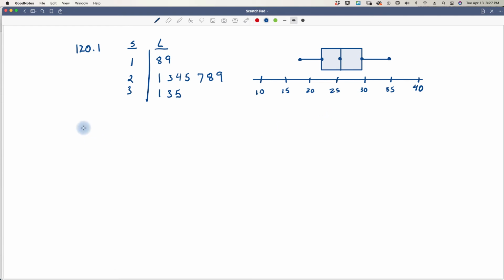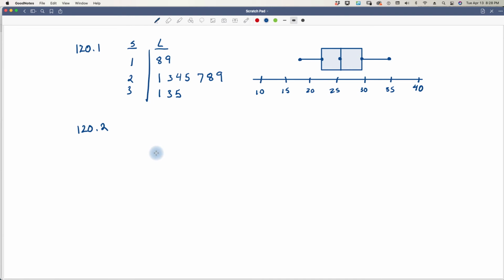So let's do another one. Let's do 120.2. The box and whisker plot shows the scores made on the final exam by 150 students. A, find the range, median, mode, and mean of the scores. B, describe the distribution of the scores.